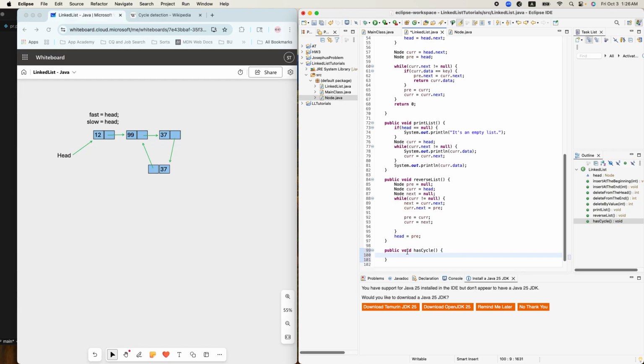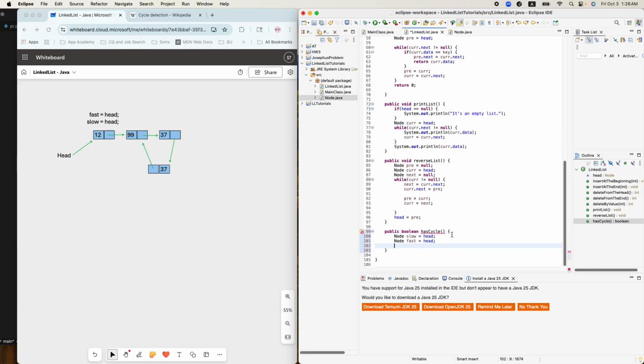So actually, instead of void, let me write it boolean, because if there was a cycle, it has to return true, that yes, there is a cycle. If there was no cycle, it has to return false. So we need to have two pointers, node slow, and at the first time both of them have to point to the head, because we are starting traversing the list from the head. So it points to head, and also node fast equals to head.